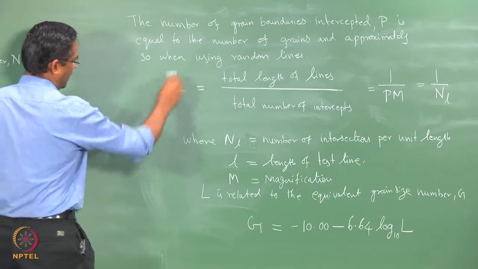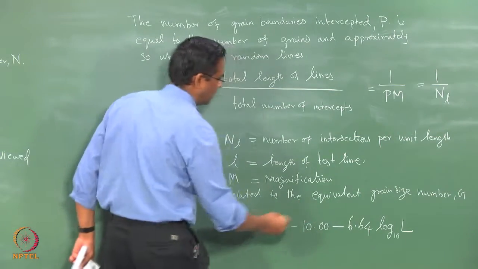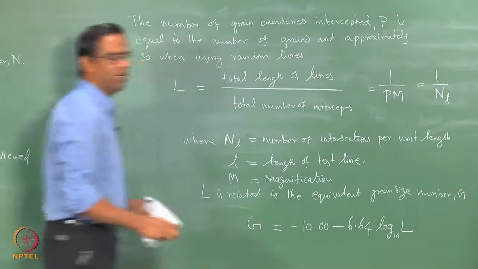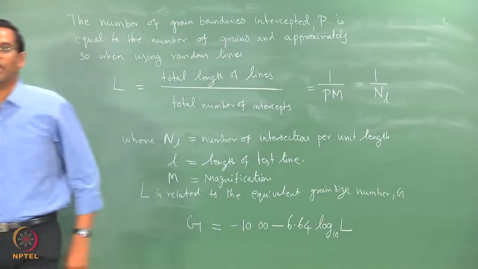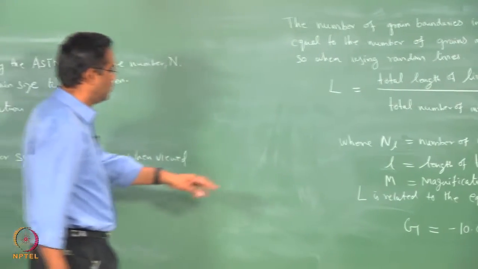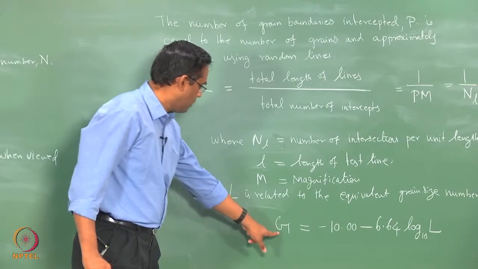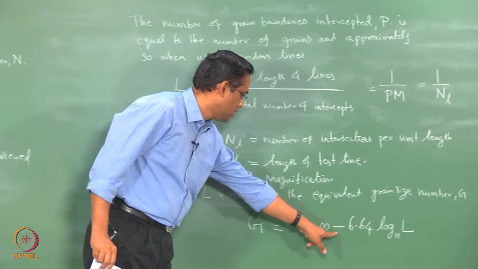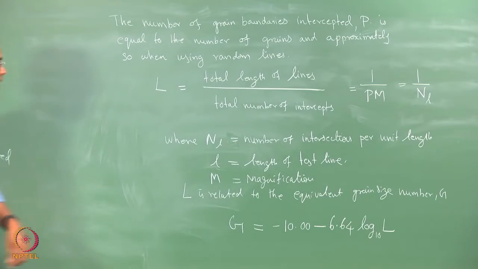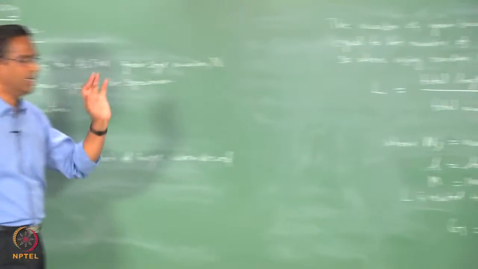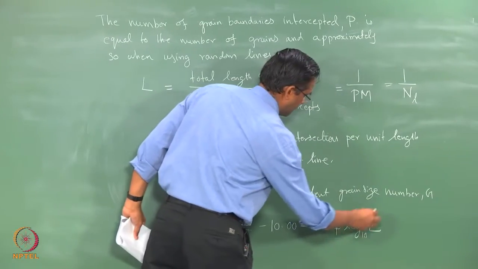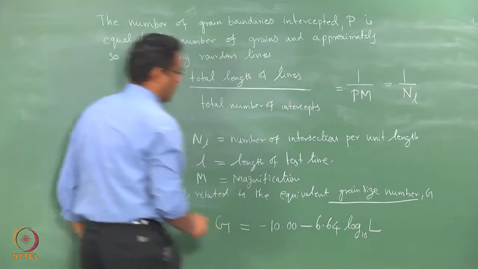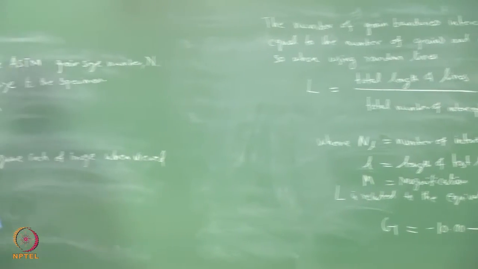Suppose you measure the L, capital L like this, and it is related to the equivalent grain size number G. We were talking earlier about the ASTM grain size number capital N. Now we call it the equivalent grain size number, another estimate of grain size, capital G, which is related to L by this expression: capital G is equal to minus 10 minus 6.64 log base 10 L. So, this is another empirical relation by which you can measure the grain size a little more accurately by the equivalent grain size number G as compared to N.